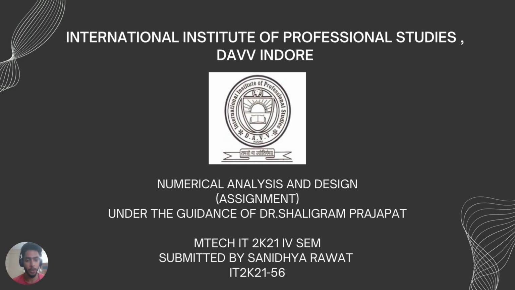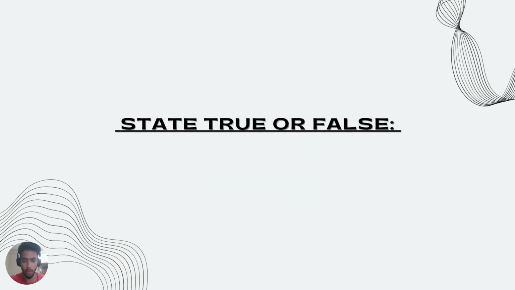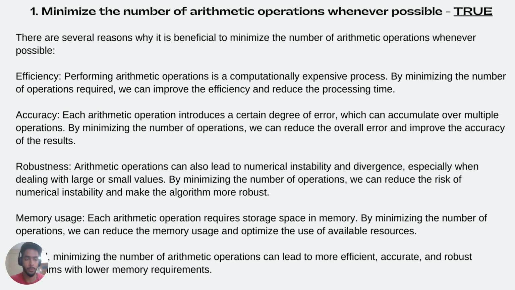In this video, I'm going to be explaining all the second internal solutions, which was basically an MCQ test. And let's go forward with the question paper. Firstly, we'll start off with the true and false. So the first question we have on our screen is: minimize the number of arithmetic operations whenever it is possible.